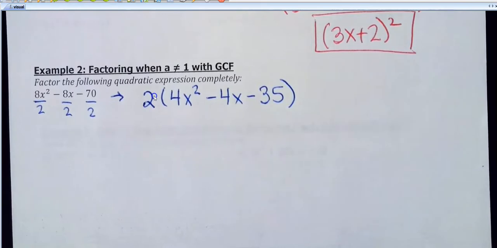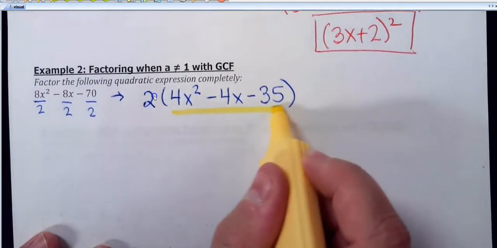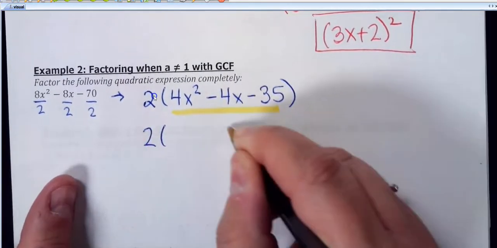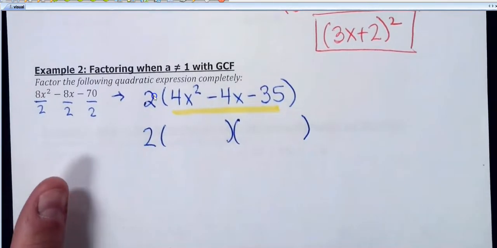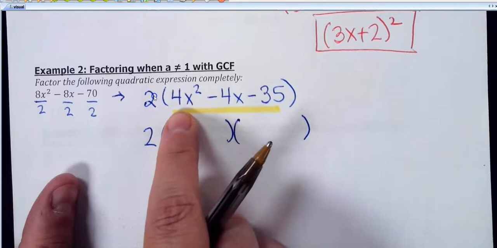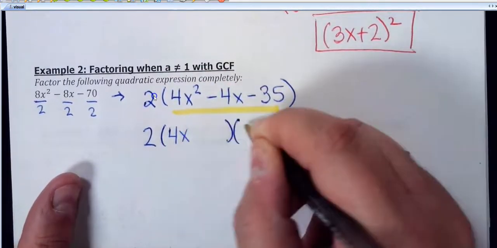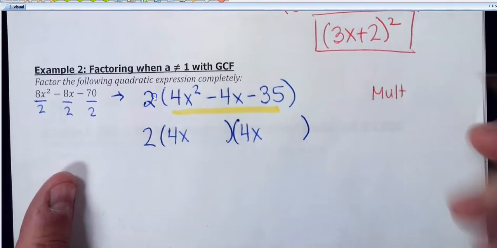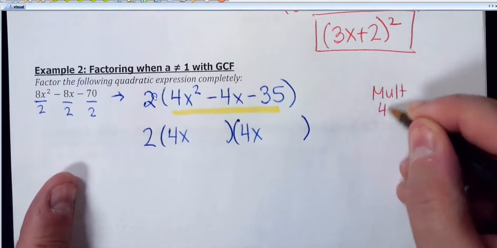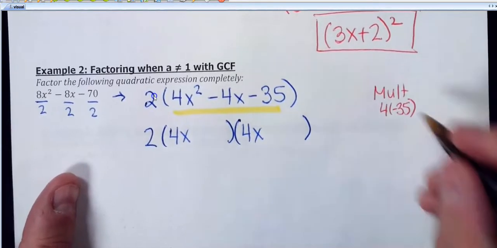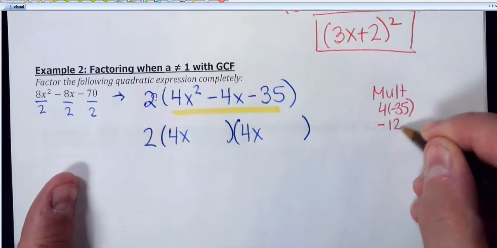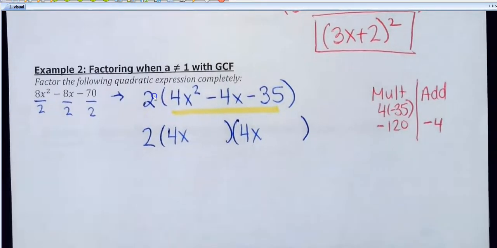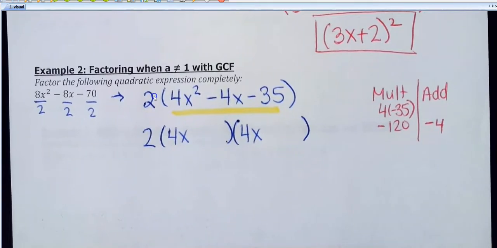From that point, I would just ignore that for a second, and I'm just going to focus on the quadratic that I have in the parentheses. I'm just going to apply that Berry method. The first term inside there is 4x squared. I'm going to drop the squared and write 4x and 4x to start each of the factors. A times C would be 4 times negative 35, which is going to give you negative 120. And I always want to add to the B value, which is the number in front of your plain x, and so that's negative 4.